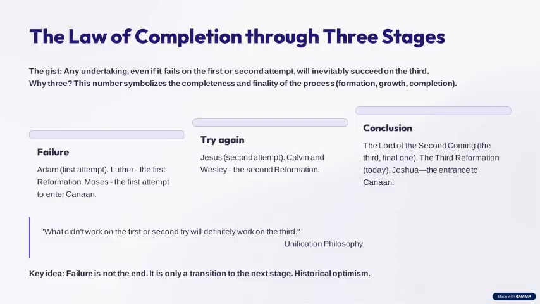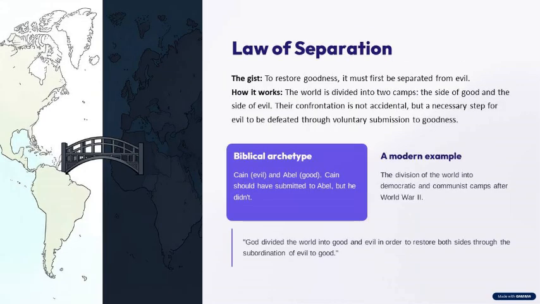Or take the Reformation. The first with Martin Luther. The second, John Calvin and John Wesley. And today we are experiencing the period of the third Reformation, which is to complete what was begun. This law gives us hope. Failure is not the end. It is merely a signal that we need to move to the next stage. History, like any living endeavor, strives for completion, and it will surely reach its goal.